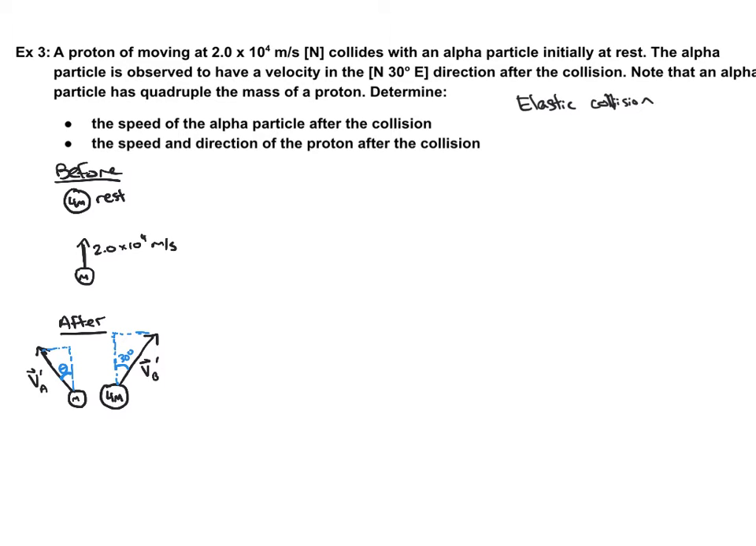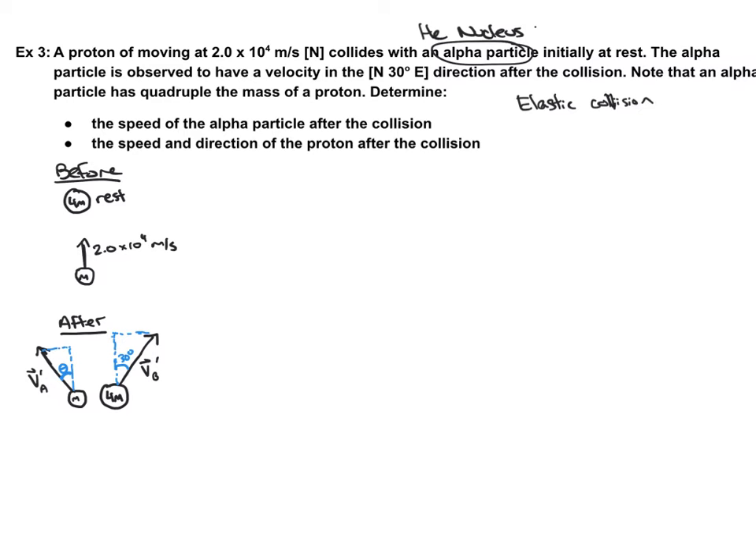Okay, so I got my diagrams done. I've got 4 unknowns actually. So 2 unknown final speeds, 1 unknown final angle, and I don't know the masses of these things. However, I know the relationship between them. One's 4 times as much, so that helps. That'll allow the mass to cancel out when I'm doing the equations. And a proton is about 1/4 the mass of an alpha particle, which is also called a helium nucleus, the nucleus of a helium atom, which has 2 protons and 2 neutrons, so it weighs about 4 times as much as a normal proton does.